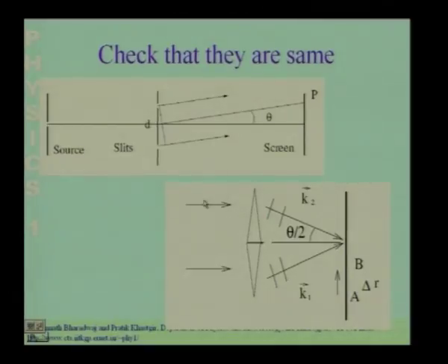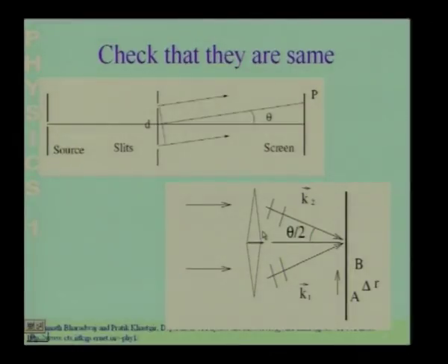The same thing can also be realized, these 2 sources can also be realized by sending a wave onto a biprism. The biprism produces 2 waves travelling at an angle with respect to each other. When these are incident on a screen, you will get a pattern of fringes, bright, dark, and we have calculated the fringe spacing. You should actually check that this situation and this situation are essentially the same. They are exactly the same situation.